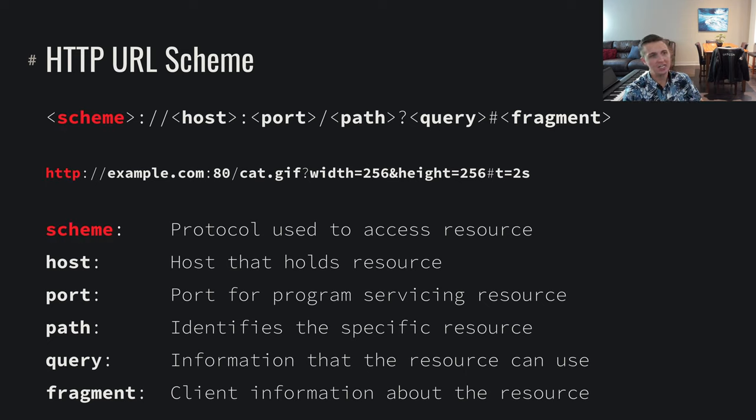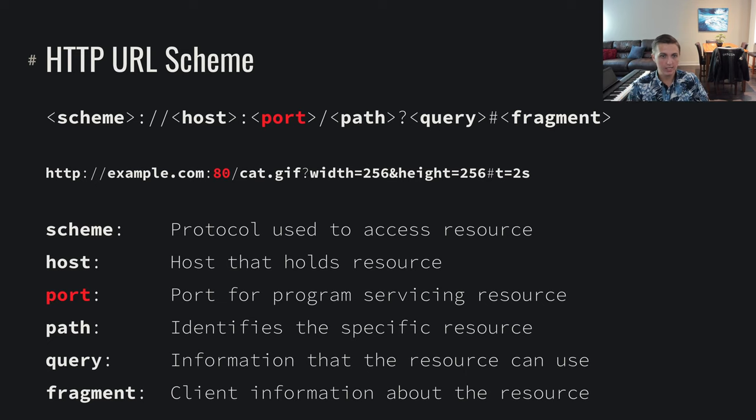So this first thing here is HTTP, and within the context of a URL, you might have a number of different protocols. All sorts of protocols use a URL scheme that looks very similar. So we need to specify what protocol is being used to access this resource. In the case of HTTP, the hypertext transport protocol, we're using HTTP as our protocol for accessing the resource. The next thing is the host. The host defines where this resource is being held. So in this case, we're saying there's some server out there on the internet that we call example.com, and it holds this resource.